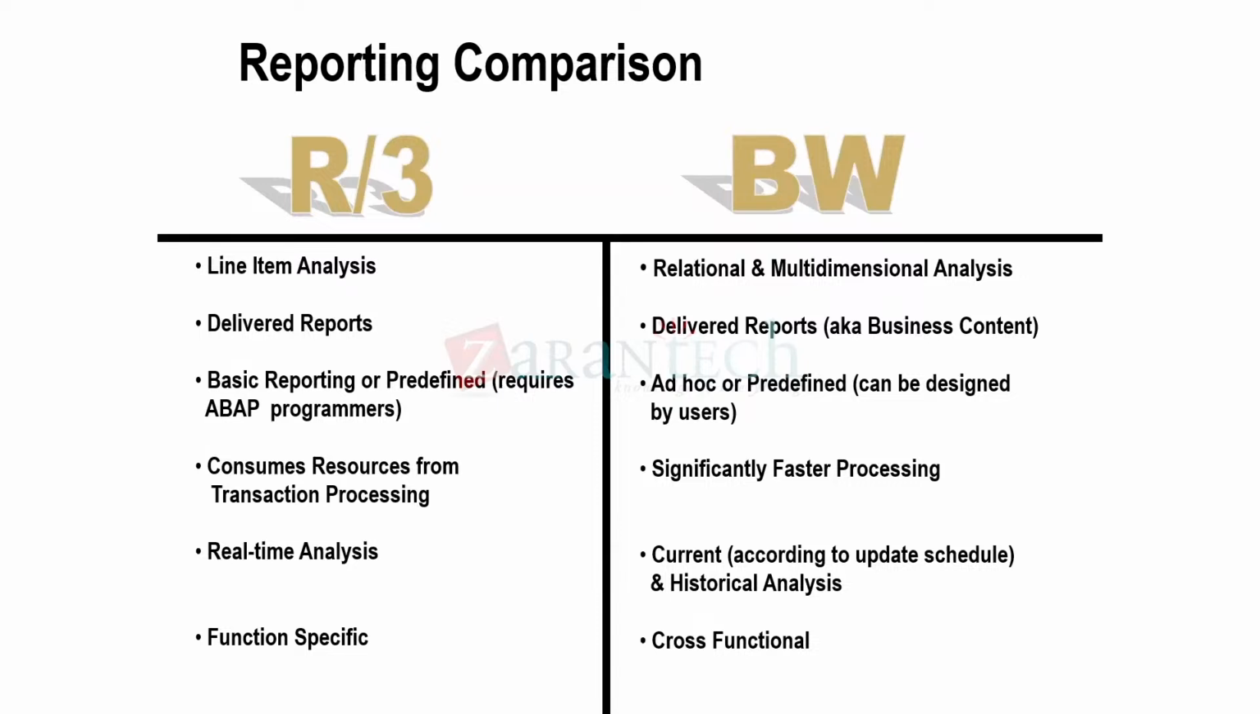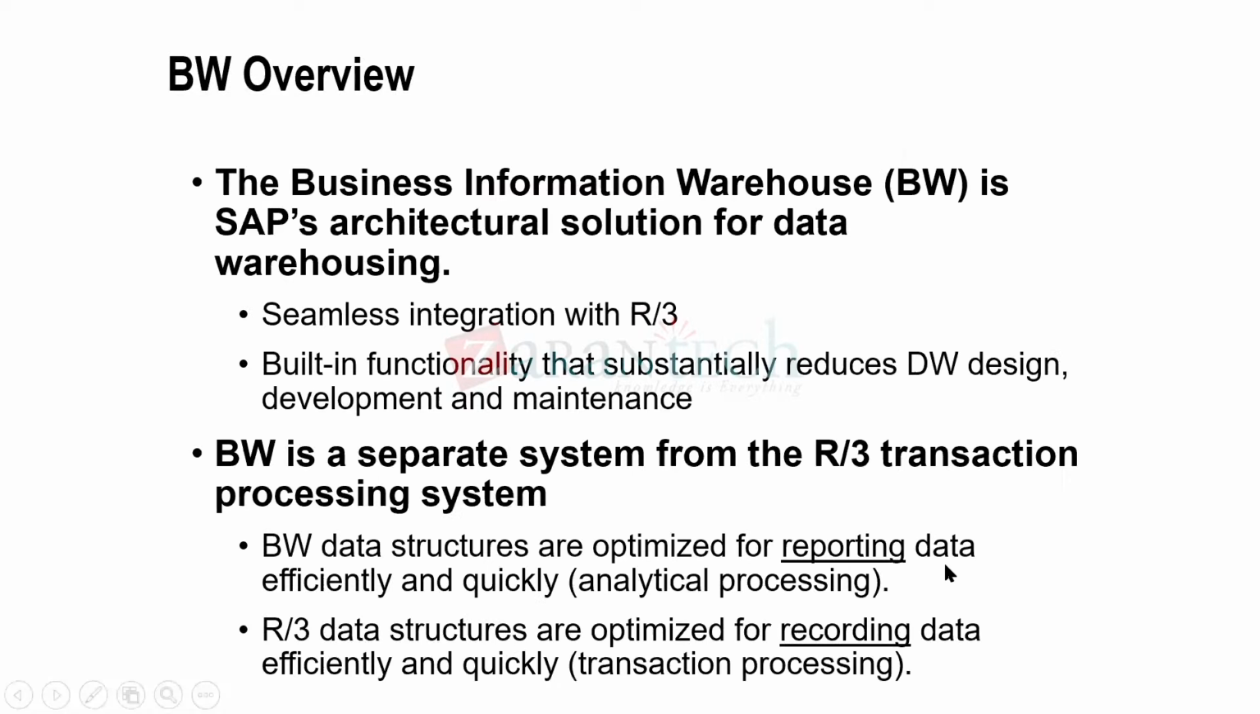So typically R3 reports are specific to a function, whereas BW are cross-functional. Which means one report in BW can have data from multiple functional areas.